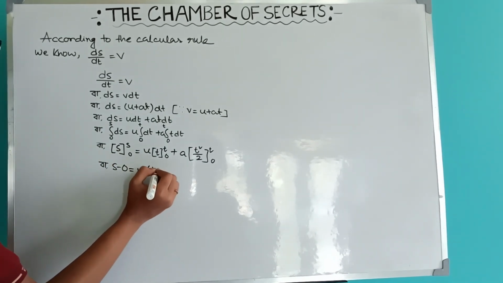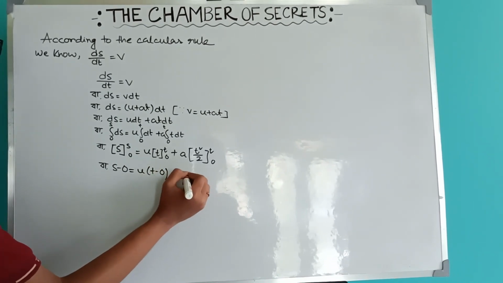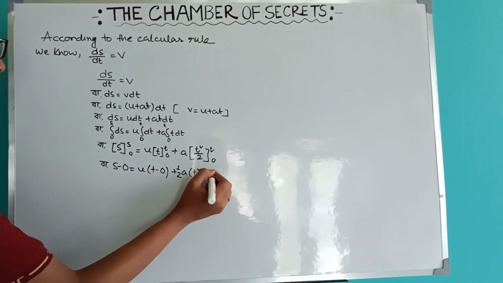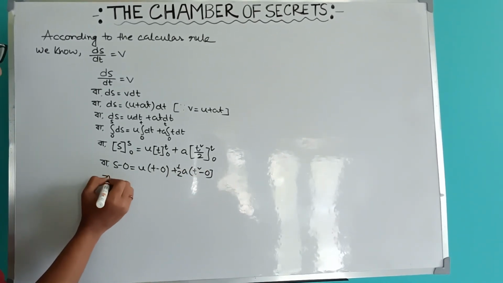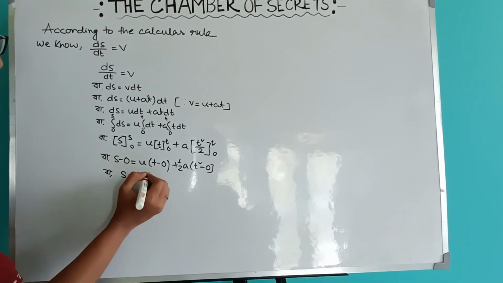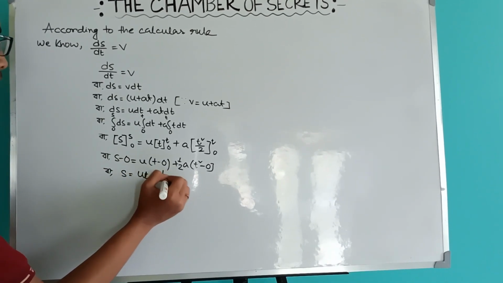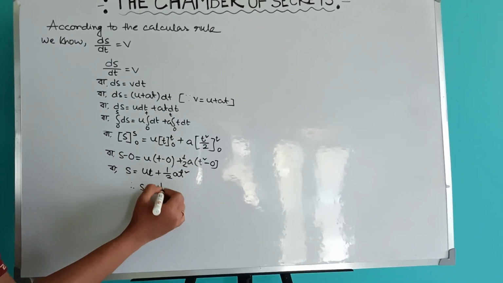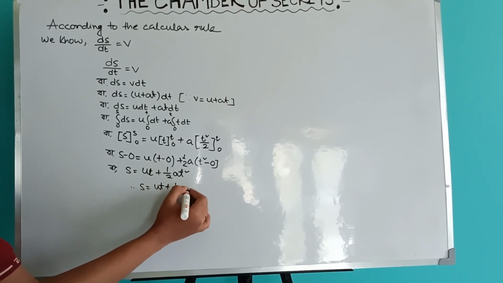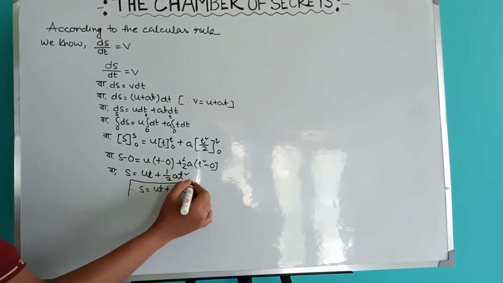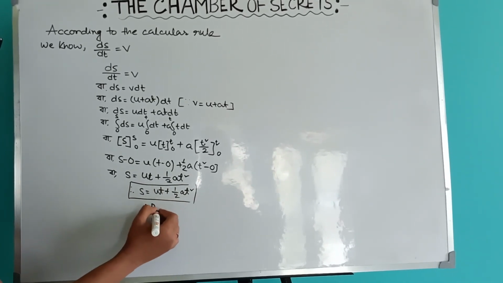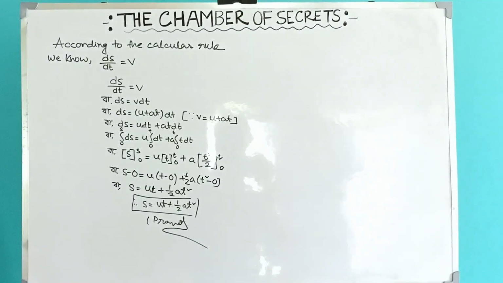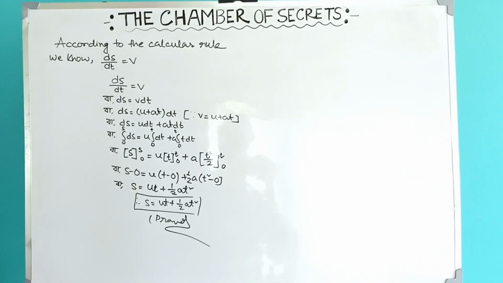In the next line, s minus 0 is equal to ut minus 0 plus half at² minus 0, or s is equal to ut + ½at². Therefore, s = ut + ½at², and the proof has been completed totally. So by this process, the equation s = ut + ½at² has been proved by the calculus rule.